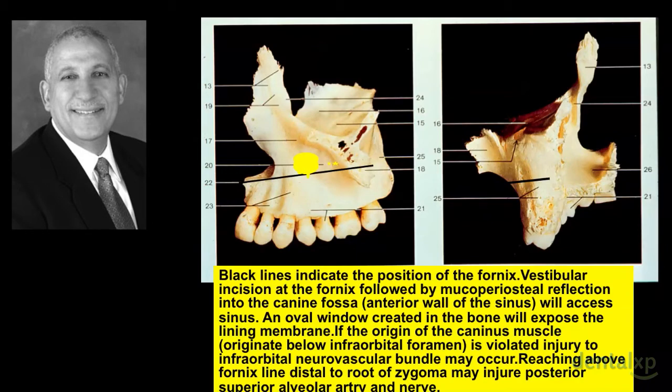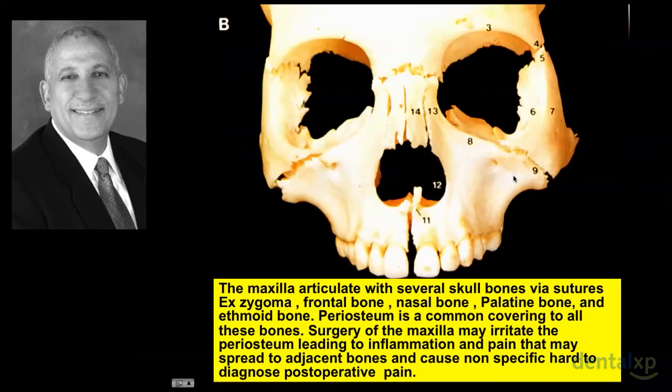So you will see exactly where the infraorbital nerve and vessels are, and we can do a simulation, either doing it correctly, avoiding that, or doing it incorrectly and hurting the infraorbital nerves. So reaching above the fornix line, distal to the root of the zygoma, you may injure the posterior superior alveolar nerve and artery, like I told you, which comes through the posterior wall of the sinus.